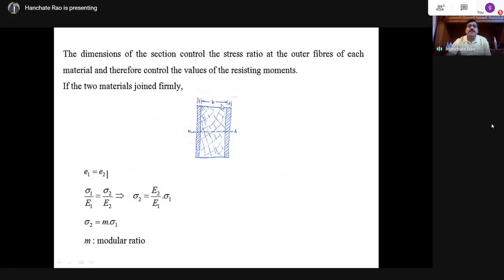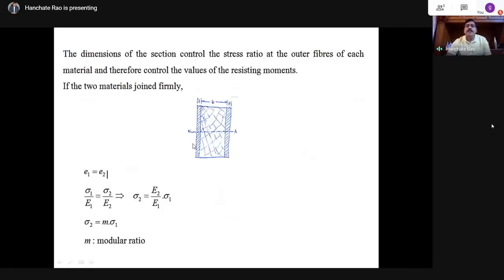Here is one example I am showing you. This is the original material and this is the reinforcing material. The original material has a width B and the reinforcing material has a thickness of T on each side. So the reinforcing material is placed on both sides.